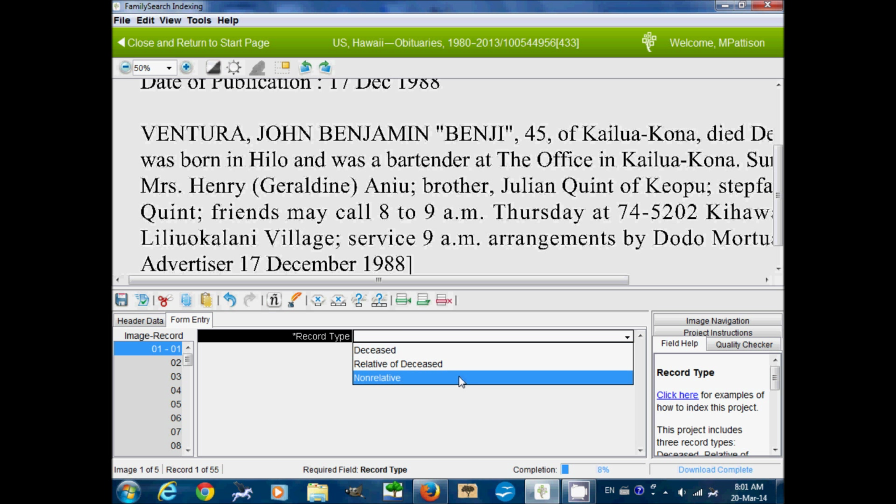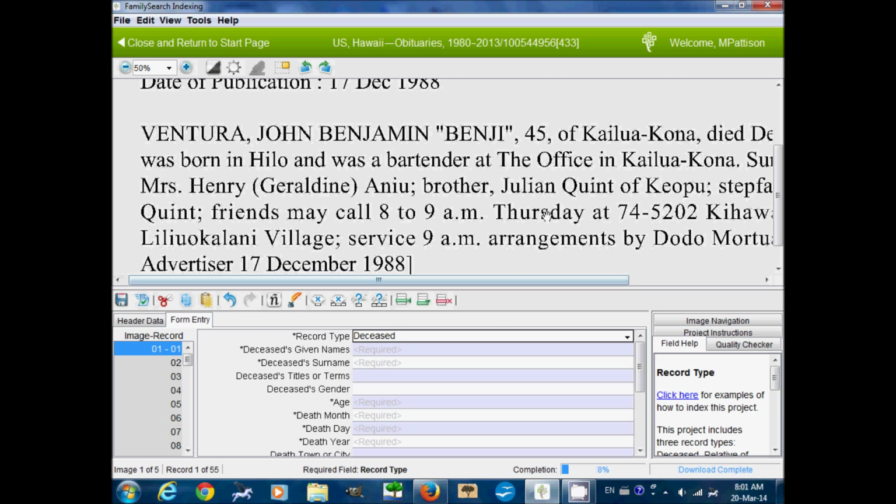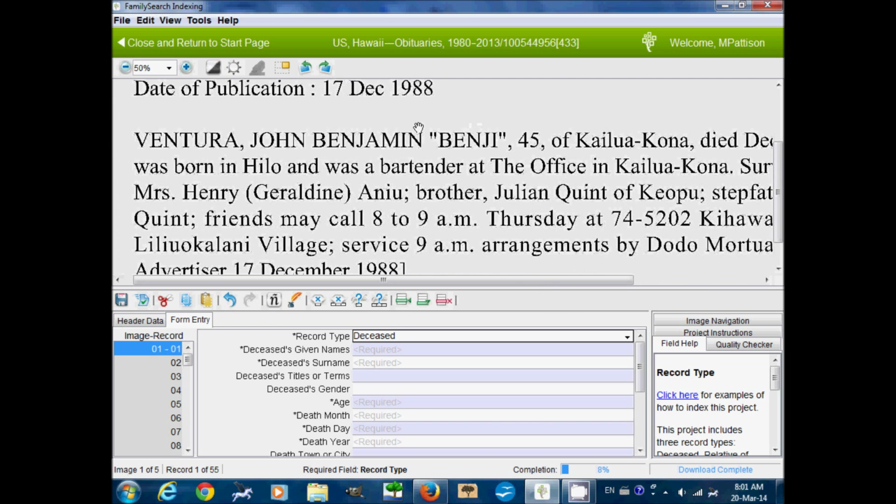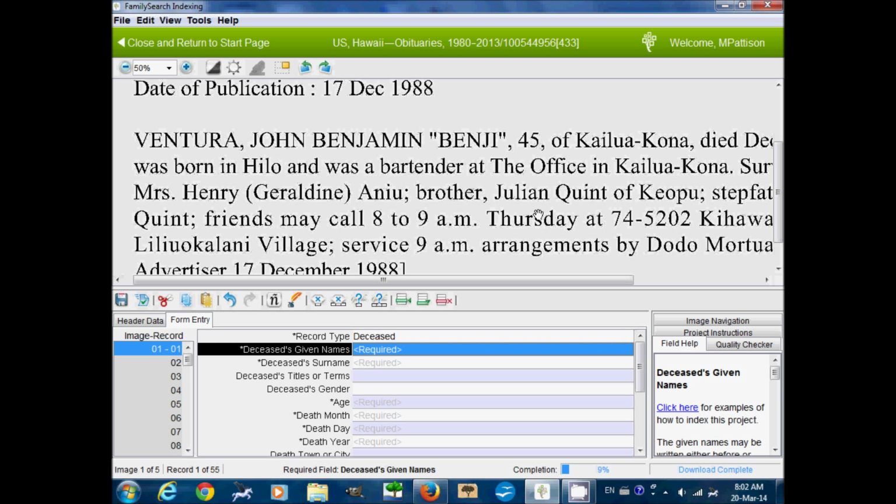But basically, you don't need to go by this order here. The deceased does always come first, though. So first the deceased. Then we see here is the deceased's name. And sometimes you need to read through all of the text to find the information.